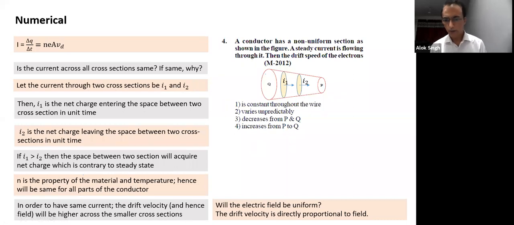Will the field be uniform? No, the field is not uniform. We already discussed that, and drift velocity is directly proportional to field. That's the previous point I was pointing to. So I hope until this point all are clear.